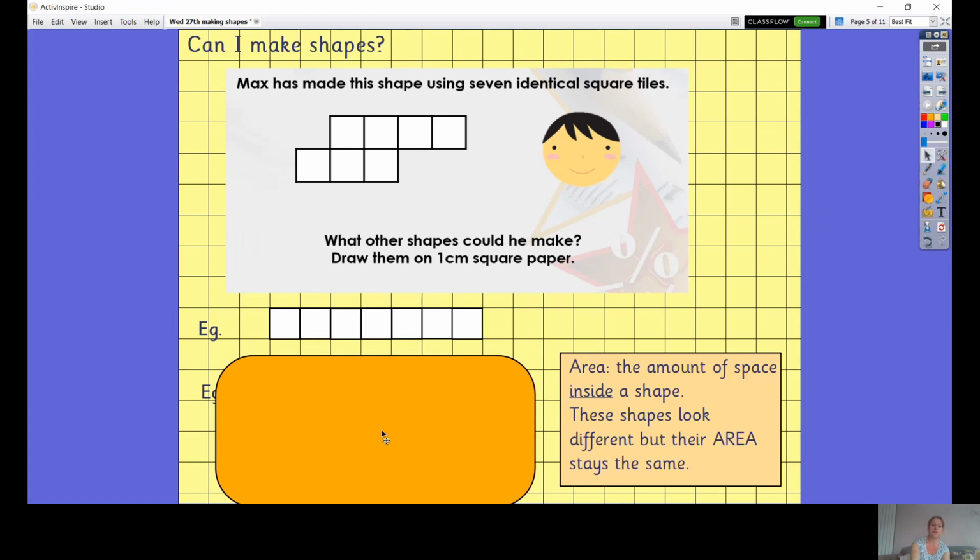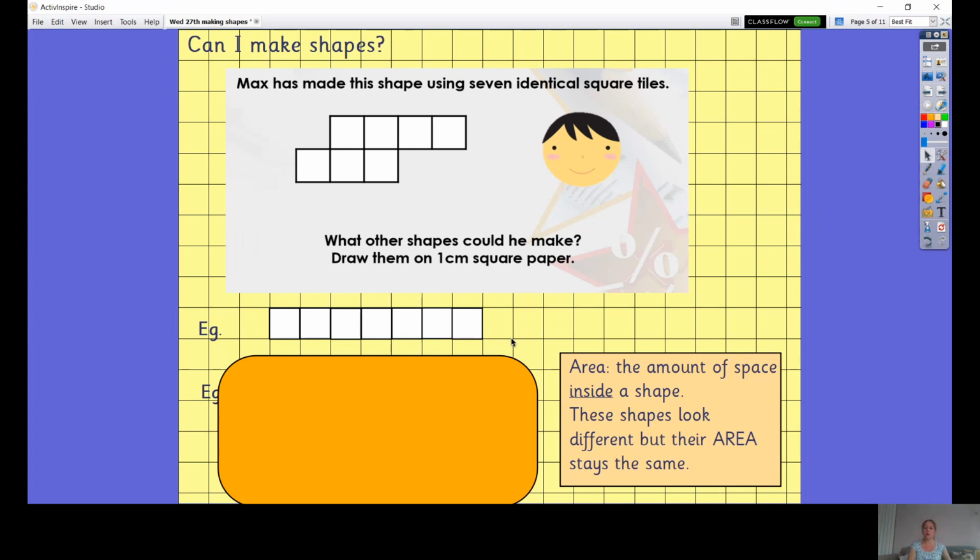So, for example, he could make this shape with them, okay? So there, he's just put all 7 of them in one straight row. That's still 7, 1, 2, 3, 4, 5, 6, 7, but they're just put in a different order.